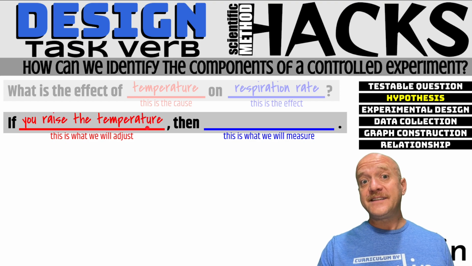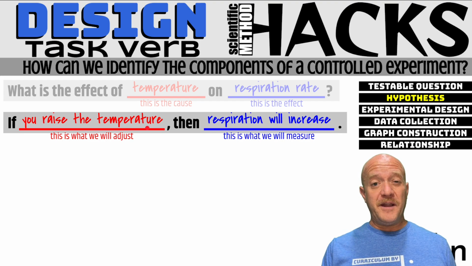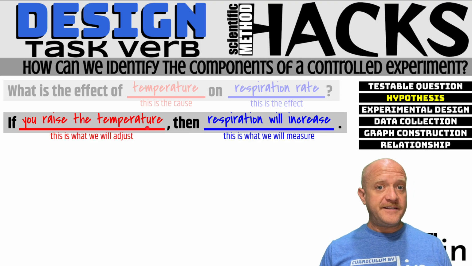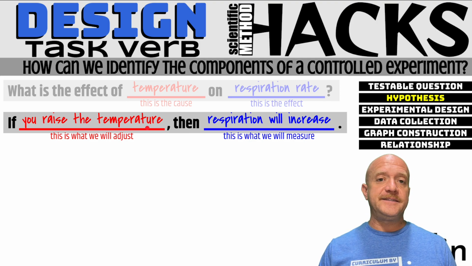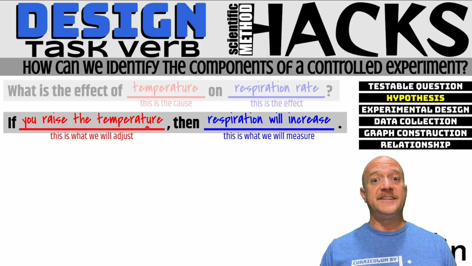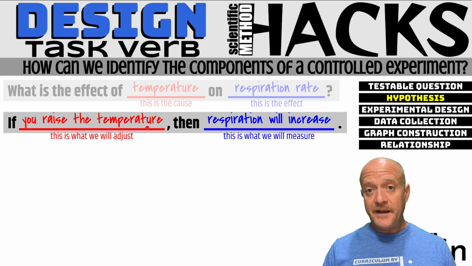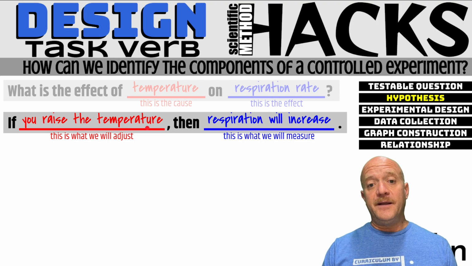So if you raise the temperature, then respiration will increase. Now that was directly from the written prompt. You could also say if you lower the temperature, then respiration will decrease. Now, conversely, you can also have a wrong hypothesis. If you raise the temperature, respiration will decrease. That is also acceptable because it will be proven correct or incorrect throughout the experiment. But for the purposes of this video, I am following this hypothesis.